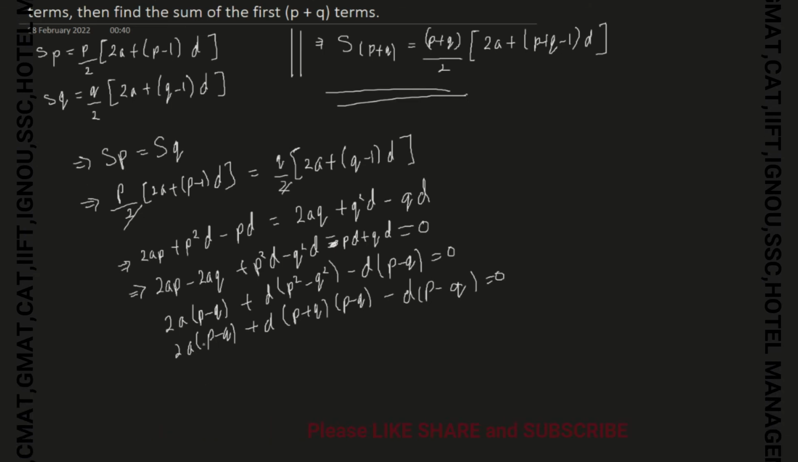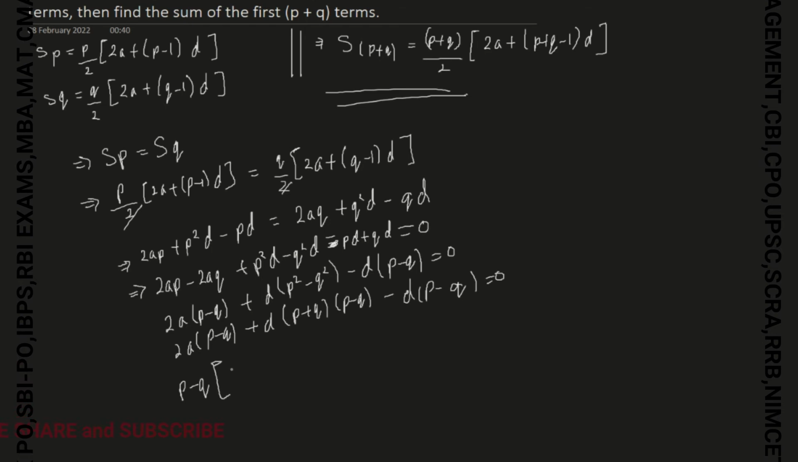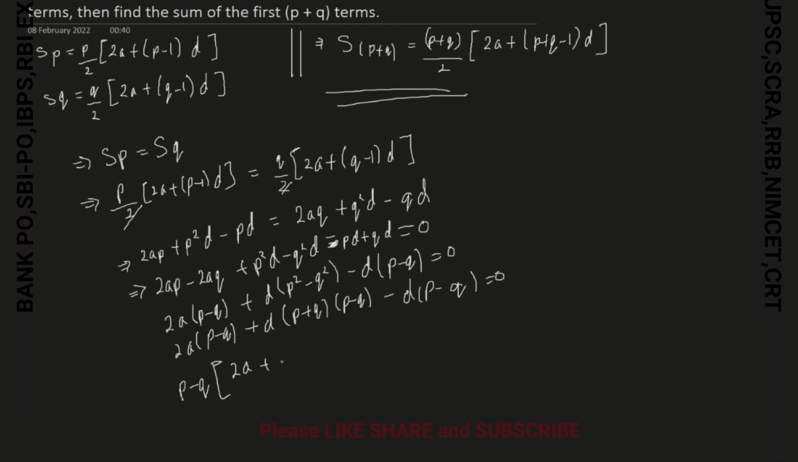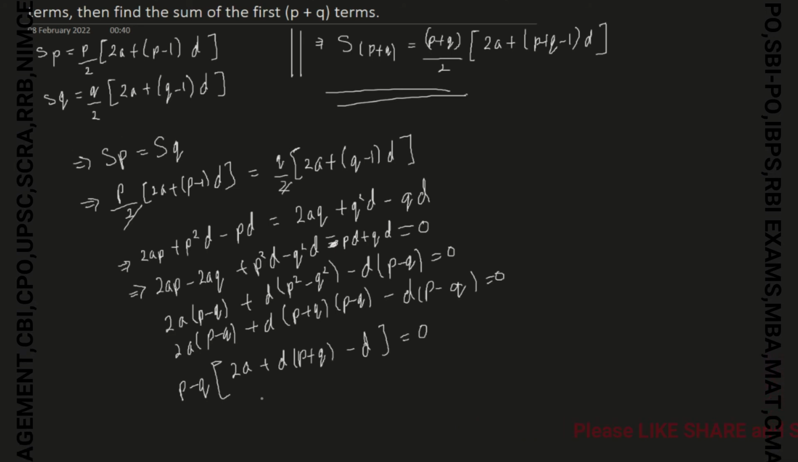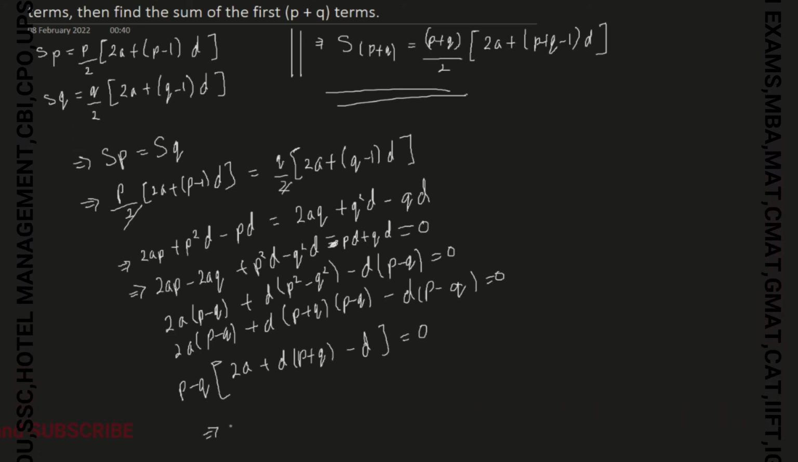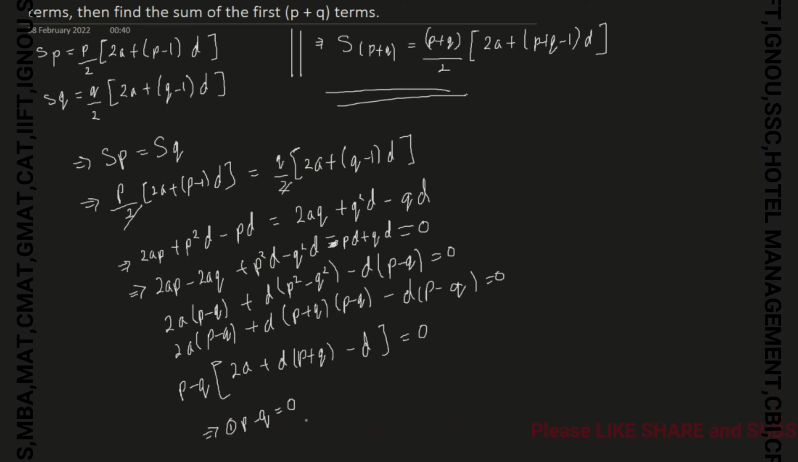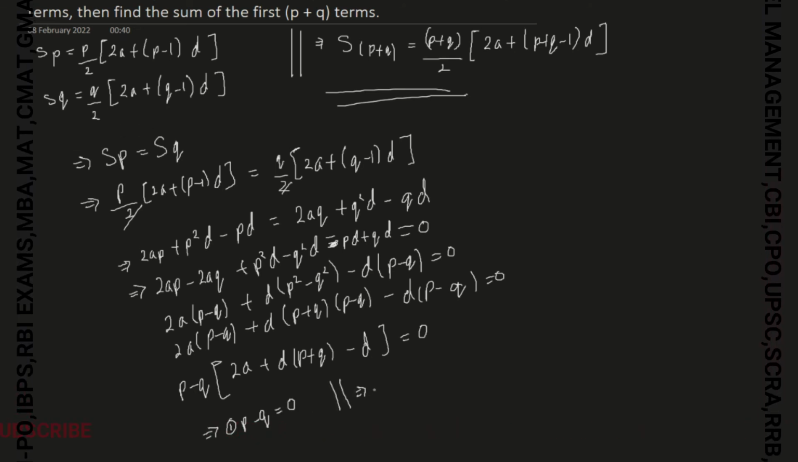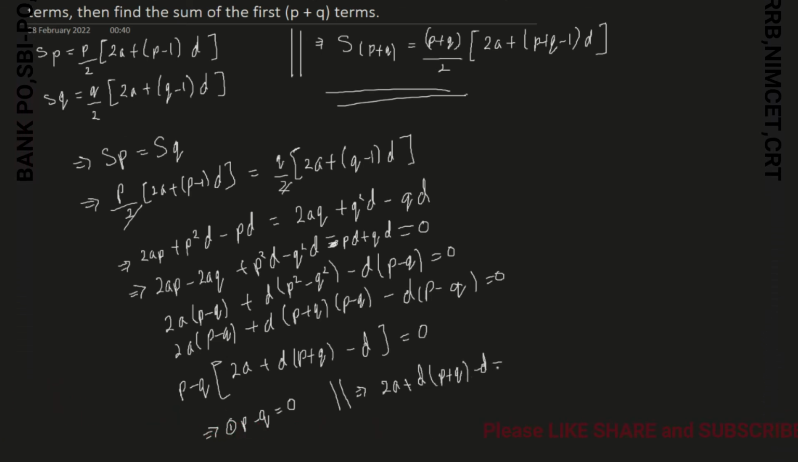So let's take common P minus Q. By taking the common P minus Q, the left is 2A plus D into P plus Q, minus D equal to 0. So let's solve this equation, as we can get here two things. First one is P minus Q equal to 0. And the second is what we'll get: 2A plus D of P plus Q minus D is 0. This is the second we can get.